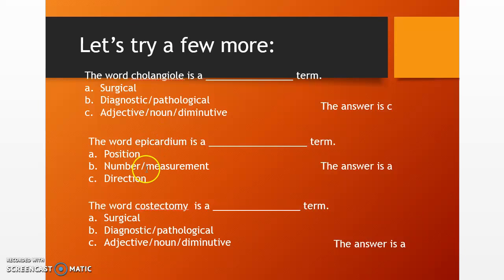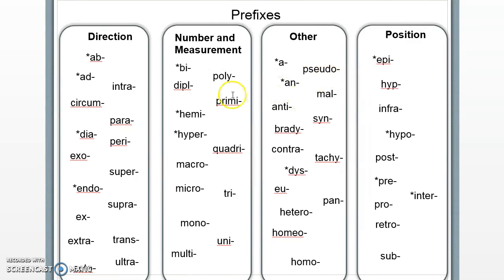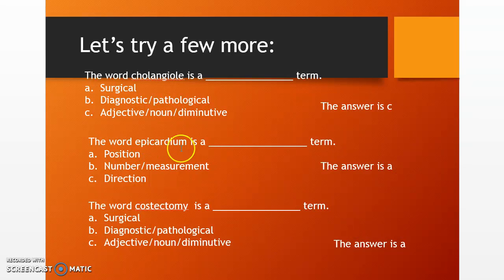Epicardium, position, number, or direction. Again, these are prefix categories. We look at this chart again. Of course, you memorize this so that you don't have to use it on the quiz. But epicardium, and the answer is A, epi, right? This describes the position of the cardium, right? So good. Then the next one, costectomy, right? Again, surgical, diagnostic, adjective, these are the suffix categories. Ectomy is a surgical procedure, removal of something, and so this is surgical.